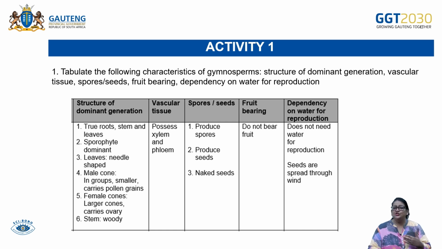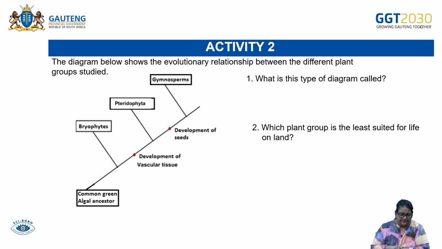Does it produce seeds or spores? It produces spores. It also produces seeds. The seeds are naked. Fruit bearing: no fruit bearing. Dependency on water for reproduction: no. What does it depend on for reproduction? Wind. So you see, you can actually classify this and make your understanding of this plant very easy, and it's easy to distinguish all the characteristics when you are studying.